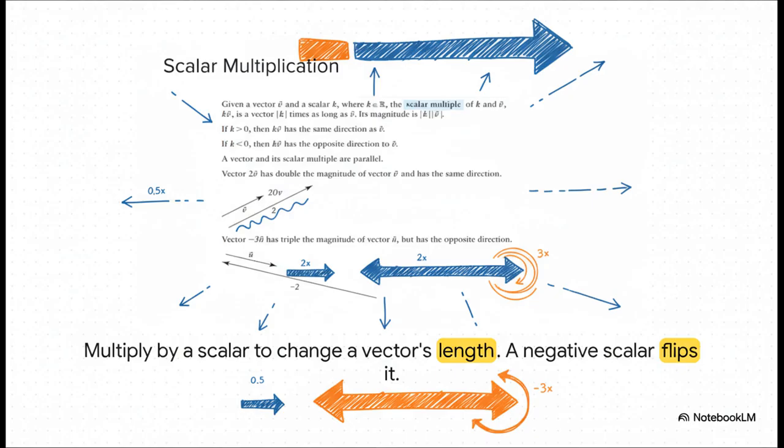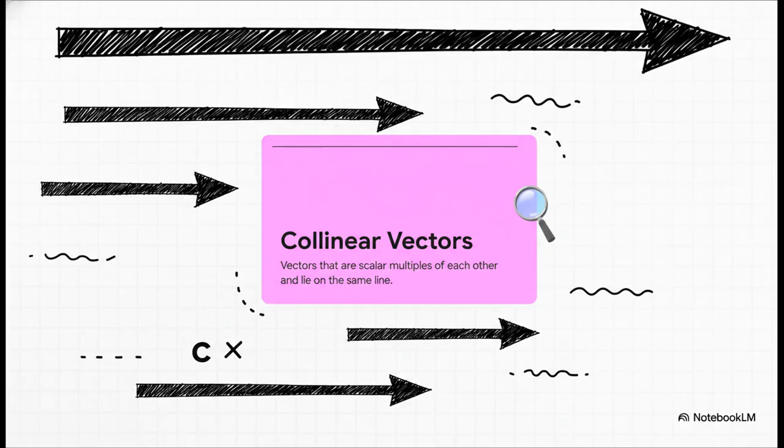So multiply by 2, the vector gets twice as long. Multiply by 0.5, it shrinks to half its size. And get this, if you multiply by a negative number, like -3, it not only gets 3 times as long, but it also flips and points in the complete opposite direction. And that idea leads us straight into what we call collinear vectors. It's actually pretty simple. If you can take one vector, multiply it by some scalar, and get a second vector, then those two vectors are collinear. It just means they're parallel to each other, they lie along the same straight line.